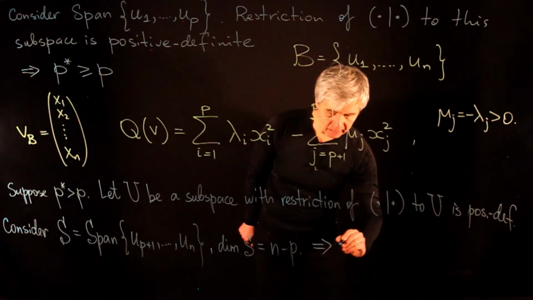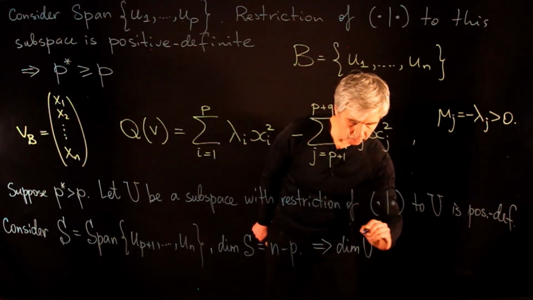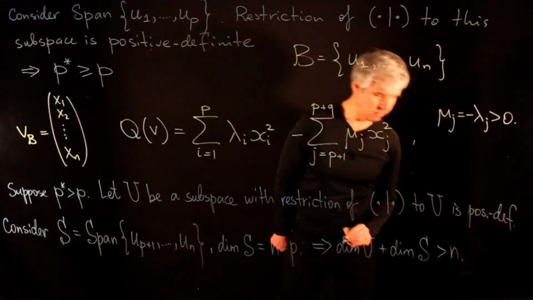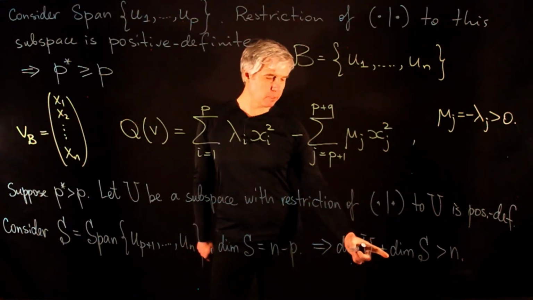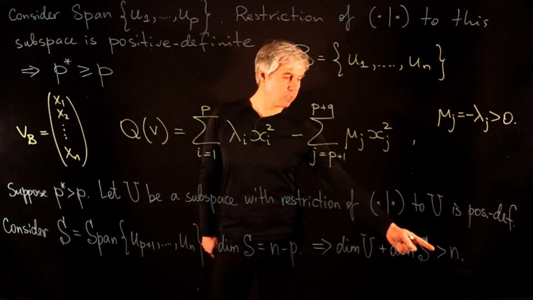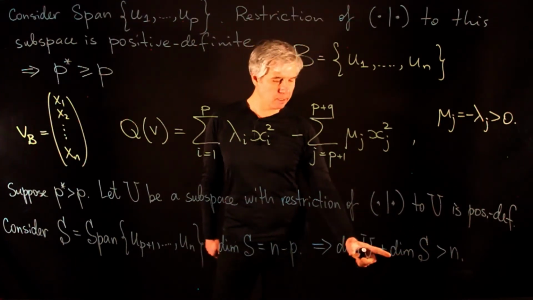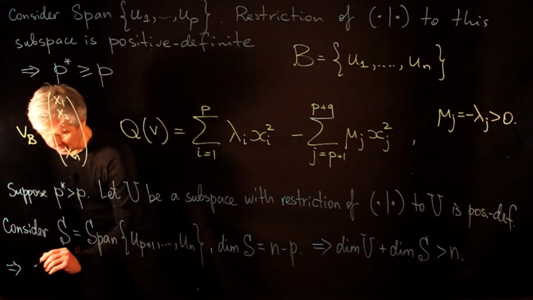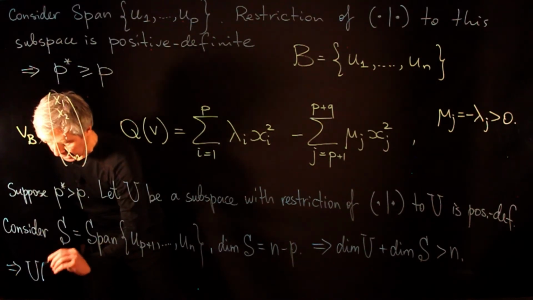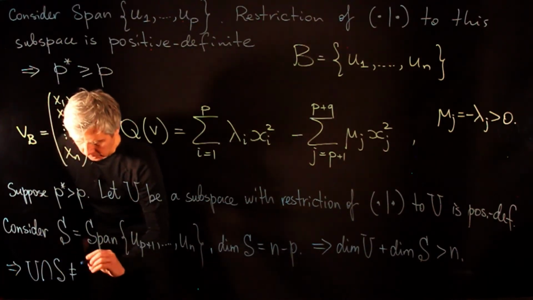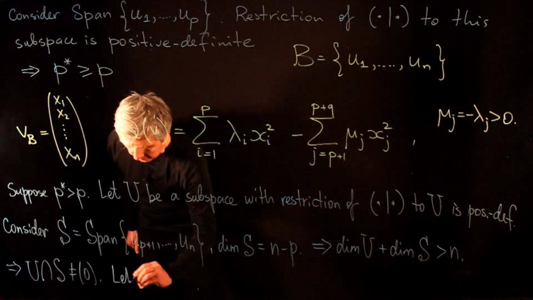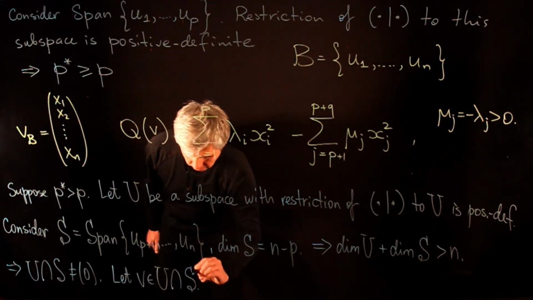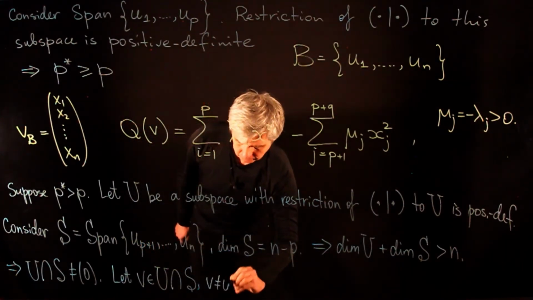And then this implies that the dimension of U plus the dimension of S is strictly greater than n. And we have the following fact, that if the sum of dimensions of two subspaces is greater than the dimension of the ambient space, then these two subspaces have a non-trivial intersection. So this implies that the intersection of U with S is not equal to 0. And let V be a vector in this intersection. And V is not 0.